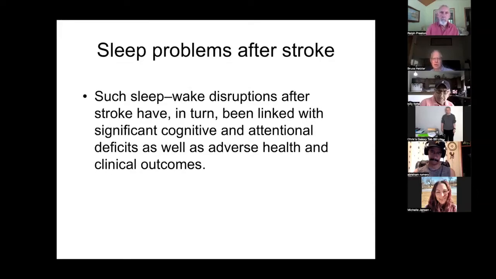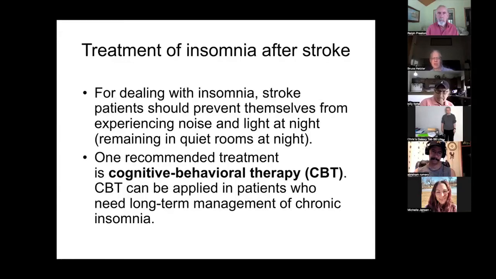Sleep disturbances after stroke have in turn been linked with significant cognitive and attentional deficits, as well as adverse health and clinical outcomes. So get as much sleep as you can. We're dealing with insomnia. Stroke patients should try to remain in quiet rooms at night. A quiet, somewhat cool environment is best. If you need therapy, cognitive behavioral therapy is the way to go. You want to try to avoid medications to help you sleep, but see a psychologist or psychiatrist who is an expert in cognitive behavioral therapy.